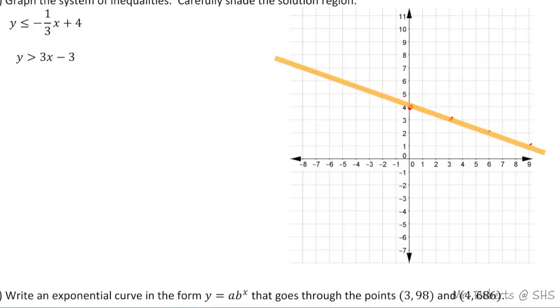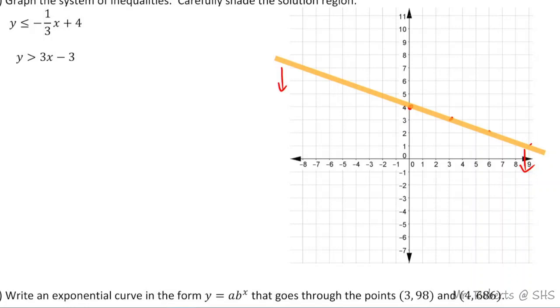What else can we say about that? Clearly that is a solid line. It's solid because it's got the "or equal to" in it. And also it says that y's are less than that, so I'm just going to put an arrow here. I'm shading below this orange line.